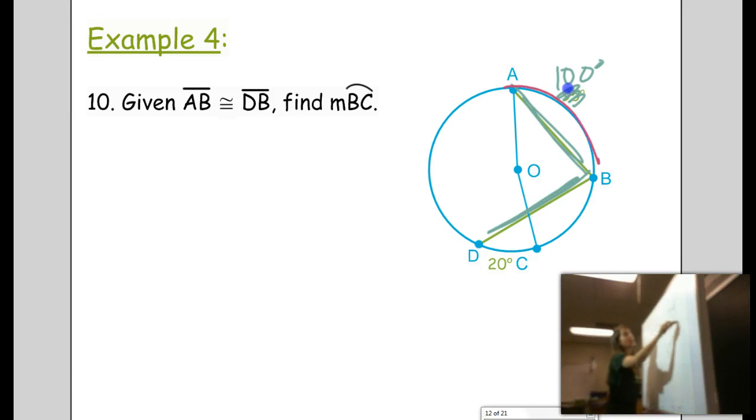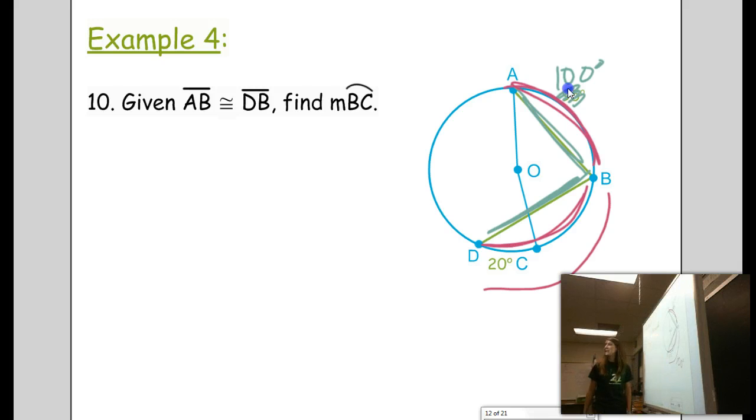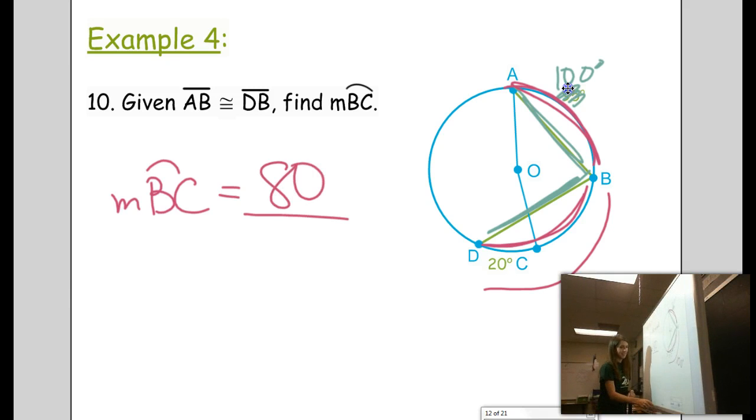So I need arc AB. I know it matches arc BD. This is 100. Not BC, BD. And then we do a simple subtraction problem. And what do we get, Torin? What is the measure of arc BC? Way less than that. BD is 100 and DC is 20. 100 minus 20. 80. That's rough. All right.